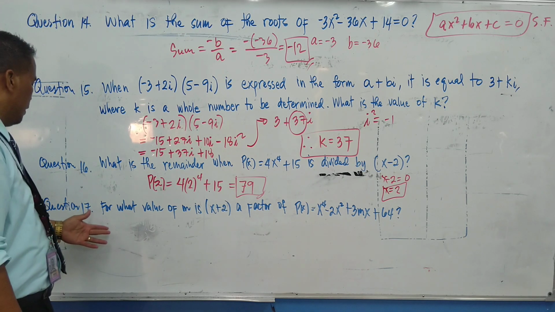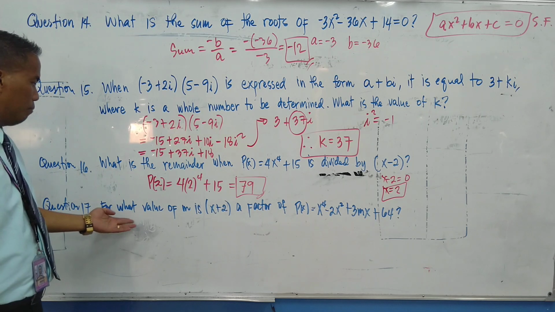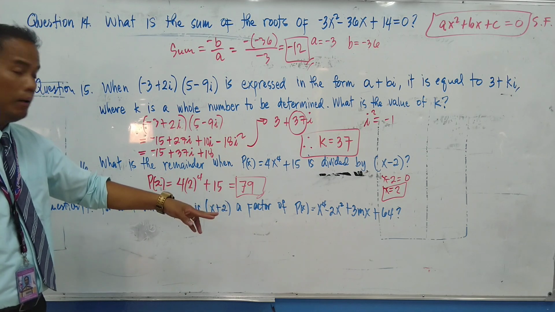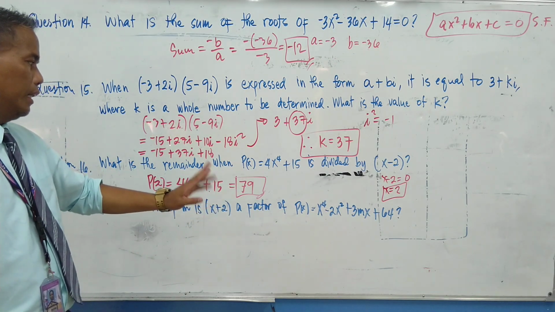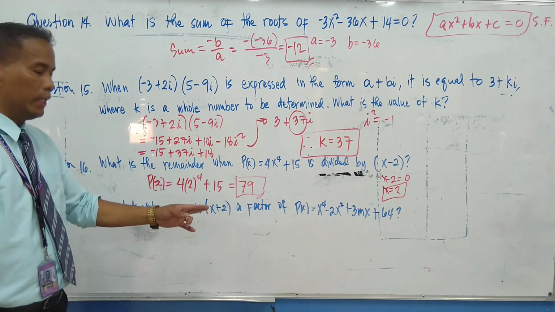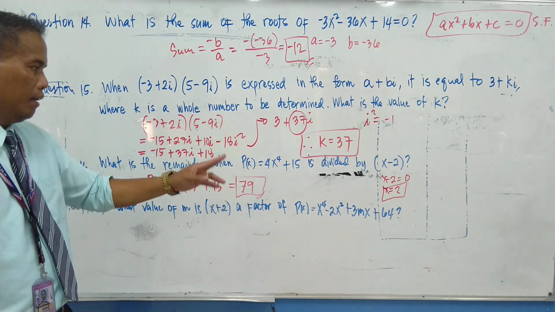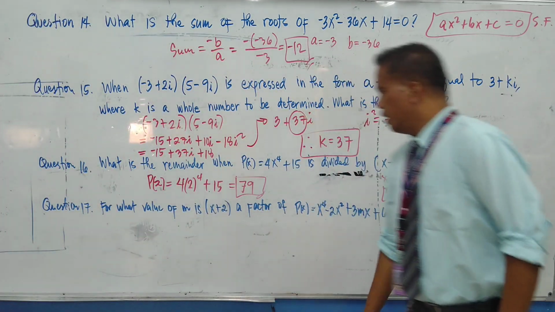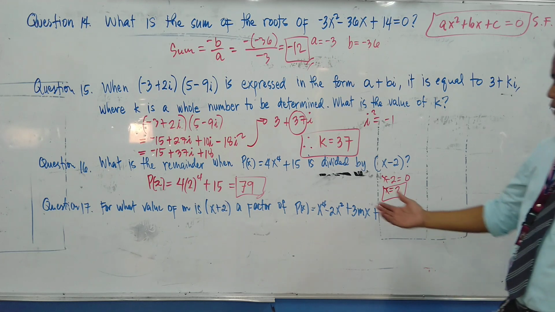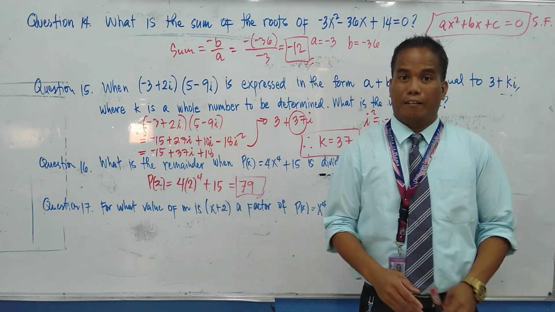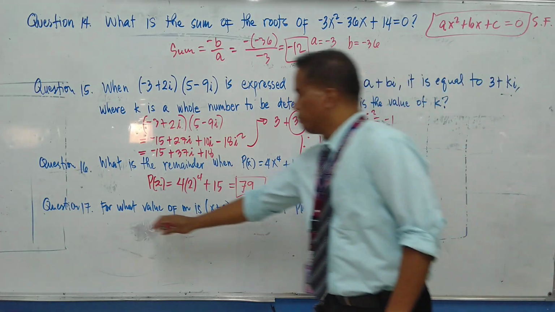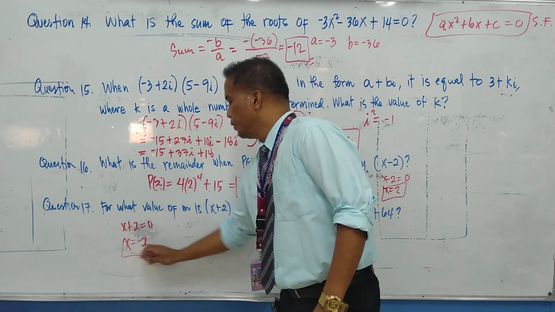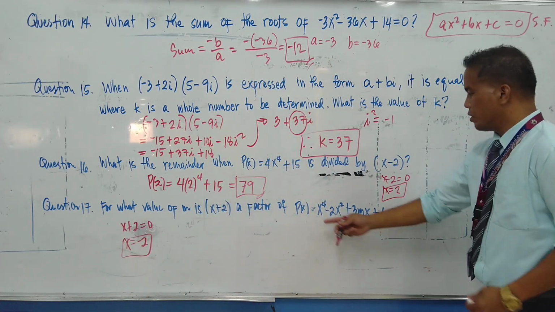Next, question number 17. For what value of m is the quantity x plus 2 a factor of P of x equals x raised to 4 minus 2x squared plus 3mx plus 64? Okay, now in this case, you're going to equate x plus 2 equals 0. So if we have x plus 2 is equal to 0, x equals negative 2. Okay, then after that, substitute it here.